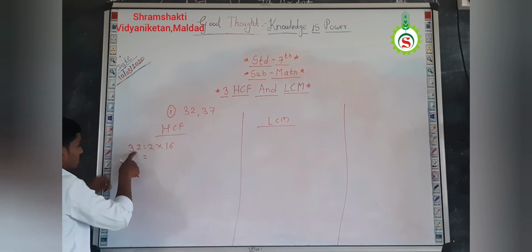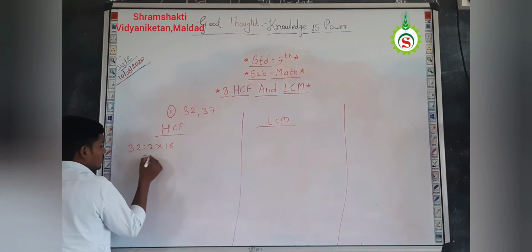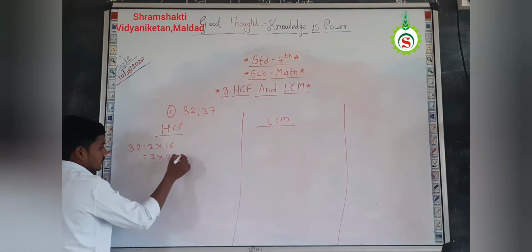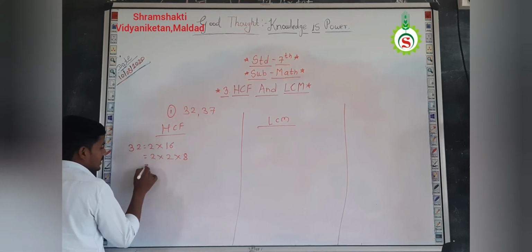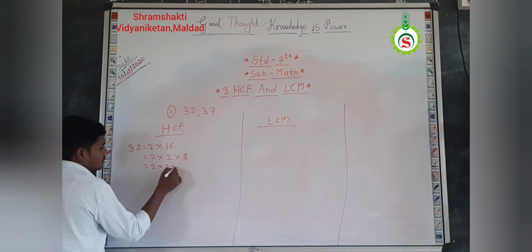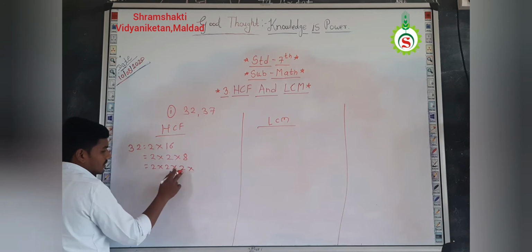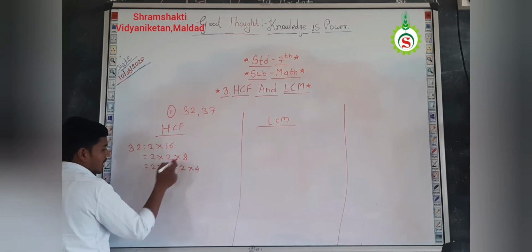Because the smaller number which will divide 32 is 2. So 2 into 60. Again, that 60 I will divide by 2. So 2 8s are 60. Now 2 into that again. 8 is again divisible by 2. That's why 2. So 2 4s are 8.